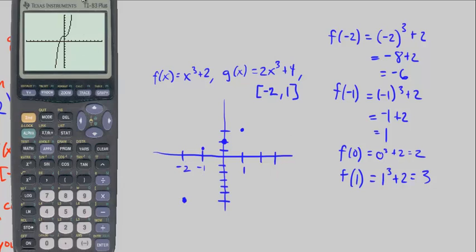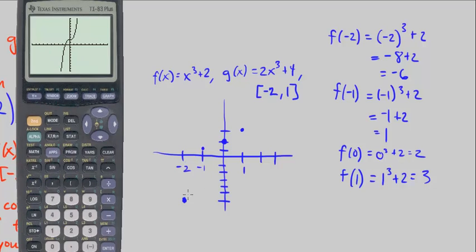I know the general shape here looking at my calculator, so it's going to be going from over here, it's going to curve and then start going up. Something like this, right? So this is f of x. Now I can go ahead and do g of x.